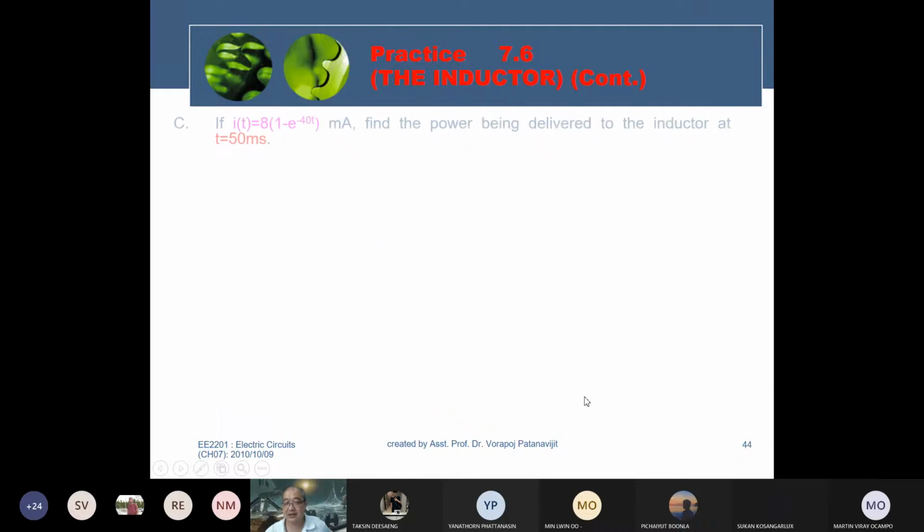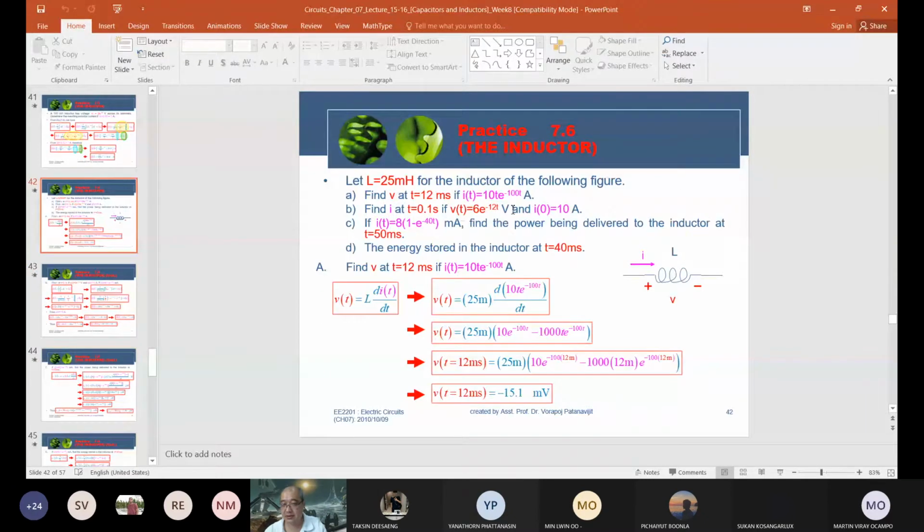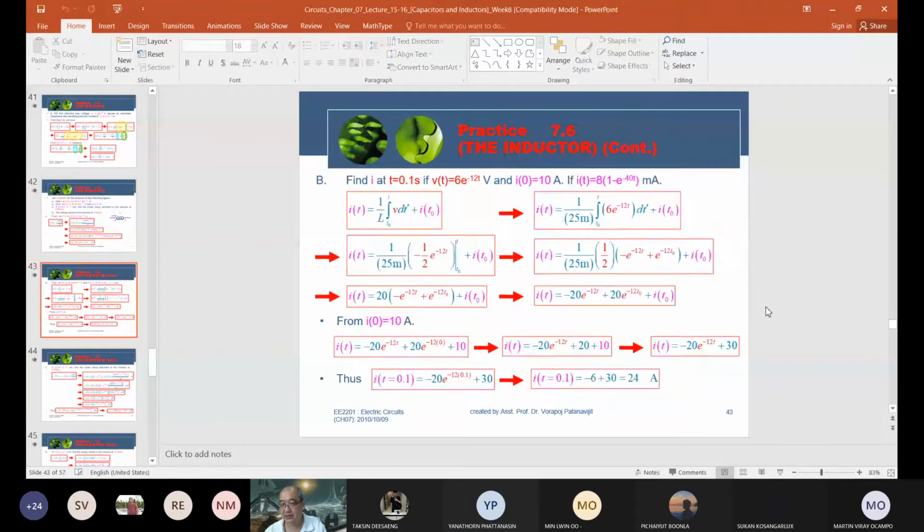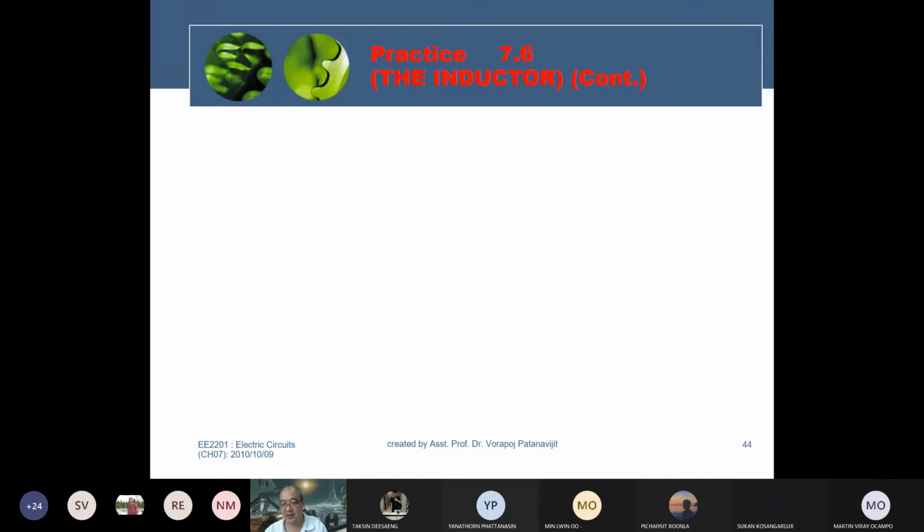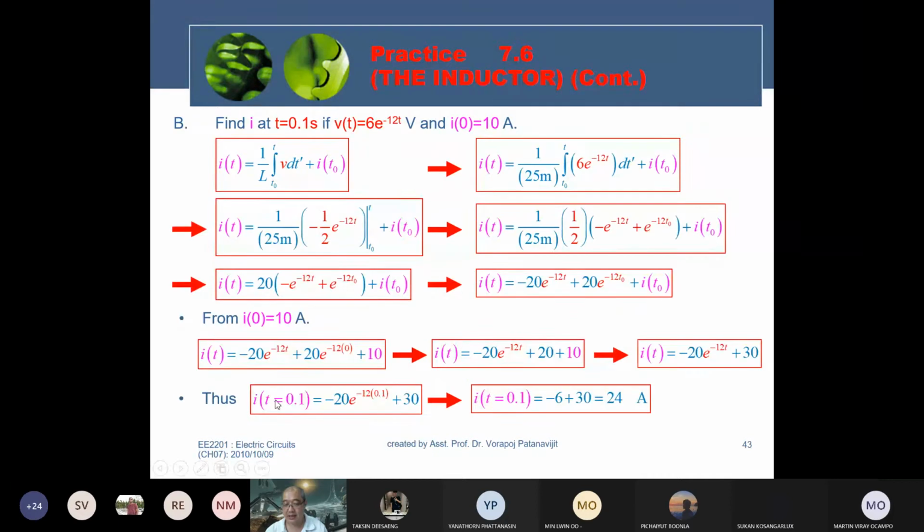At the time equal to 0.1, in this case IL equals about 24 amp.